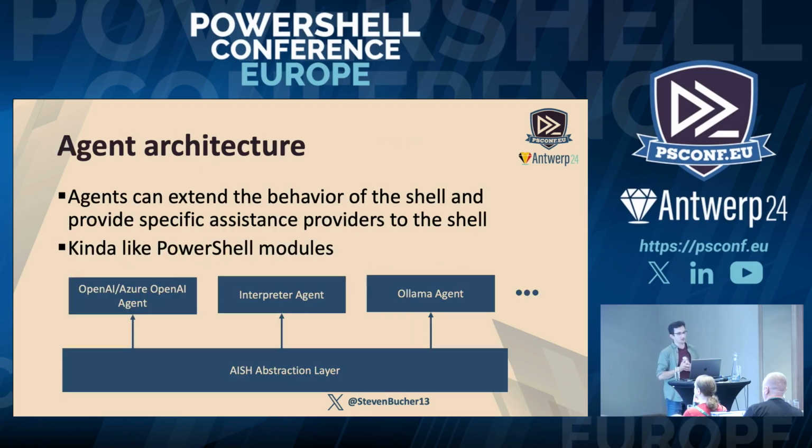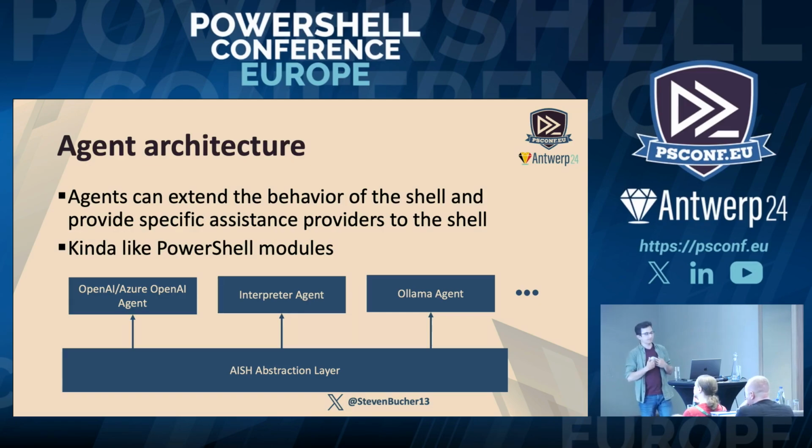But to show a little bit of the architecture on how we've built this, agents extend the behavior of the shell and provide specific assistance providers to the shell. So you can have an agent for talking to OpenAI. You can have an agent to talk to Anthropic. You can have an agent to talk to Google Gemini. You can have an agent to talk to Llama 2 or whatever model that you want. You can create these agents yourself and use the baseline abstraction layer that we've built out for this platform so that you don't have to worry about creating a whole new shell yourself. All you have to do basically is bring in an API that you want and get the assistance that you want. You can, of course, extend it out to build however you like it.